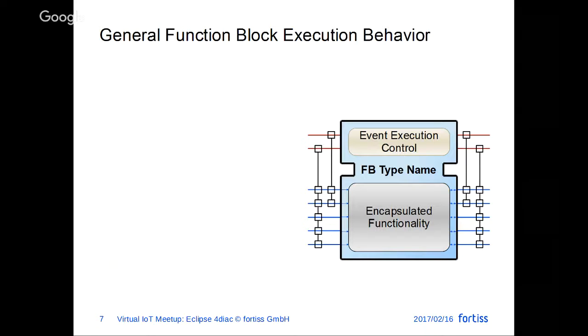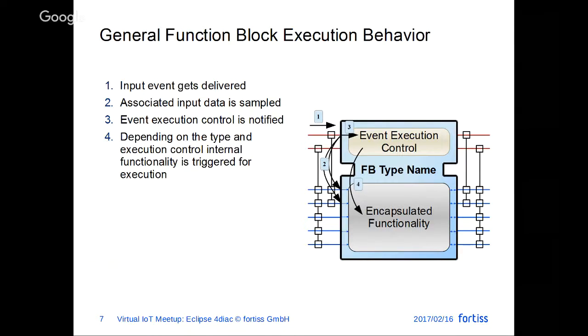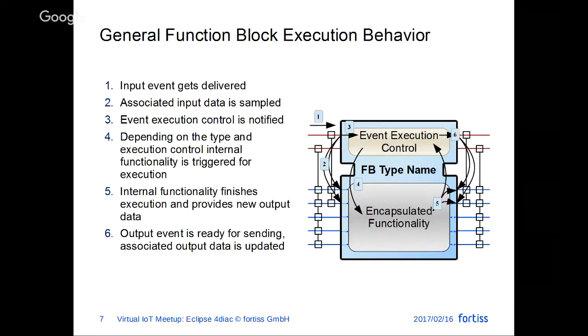I already told you it's passive, so we are waiting for an event to be delivered to the function block. When an event is delivered, we're sampling the inputs. This is very important for having stable data for the encapsulated control functionality. So there is some functionality encapsulated based on events and internal states. This encapsulated functionality is invoked, and based on the result, one or more output events are produced. And this is the basic model of how these function blocks work, and with that you can do a lot.